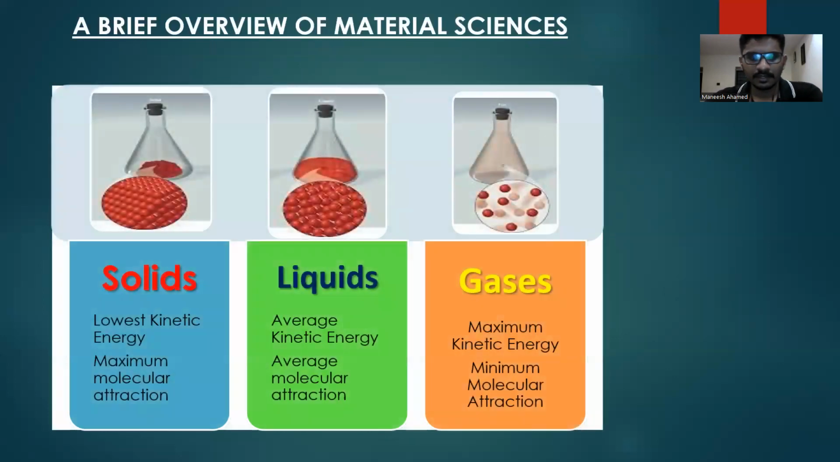Coming to the basic classification of materials, we know that matter exists in three main forms, that is solid, liquid, and gas. Solids have the lowest kinetic internal energy and maximum molecular attraction, whereas liquids have high average internal kinetic energy and average molecular attraction, so that the molecules are in continuous motion. Whereas gases have maximum internal kinetic energy and minimum molecular attraction, so that they do not have a definite shape, and they occupy a large volume.